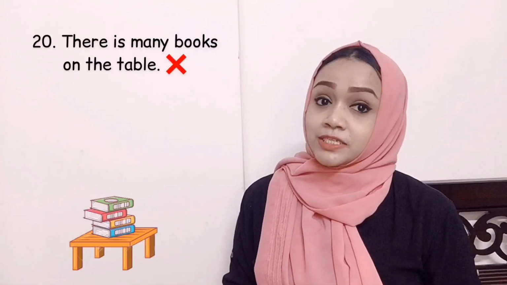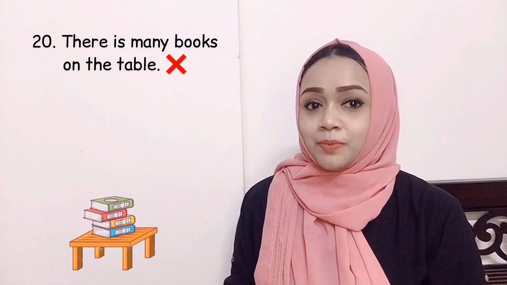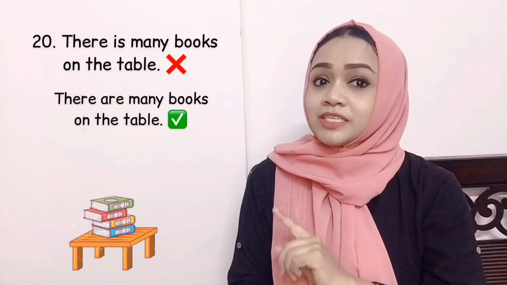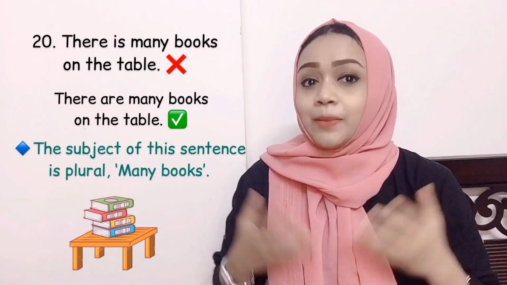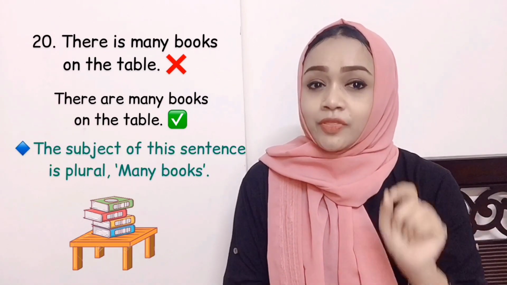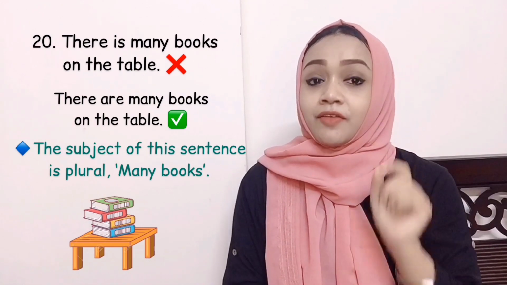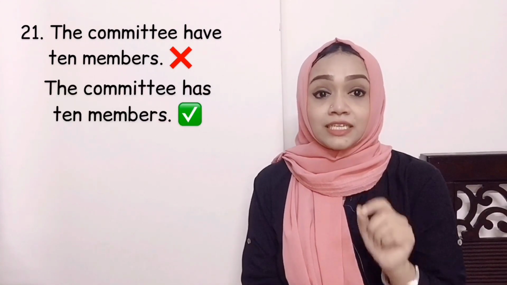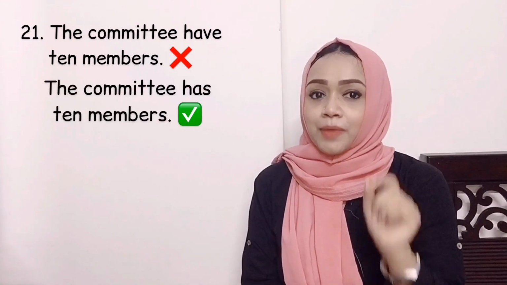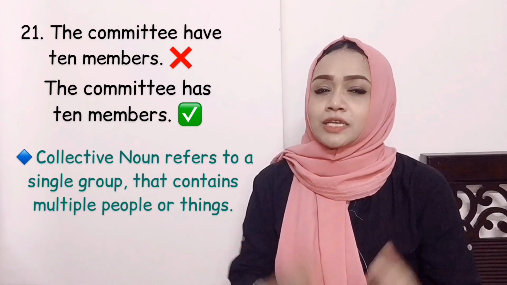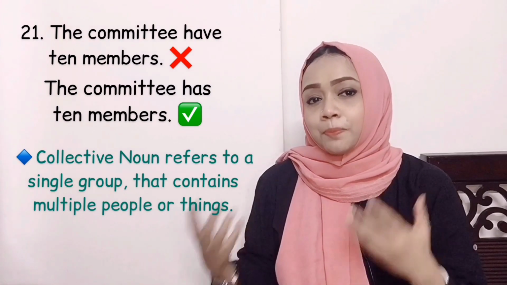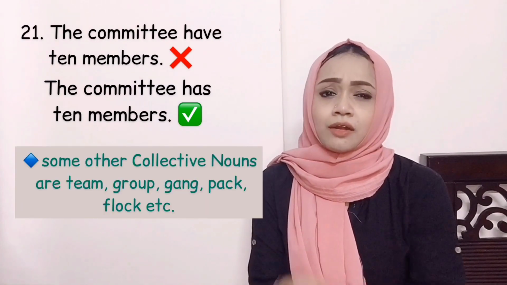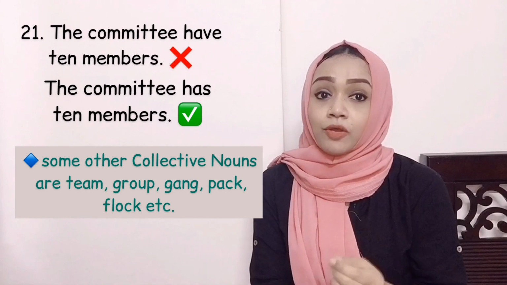Let's look at the next mistake. "There is many books on the table." Well, it should be "There are many books on the table." The subject of this sentence is plural, many books, not there. So the verb should be plural, are. "The committee have 10 members." This is not a right sentence. The right sentence will be "The committee has 10 members." Collective nouns refer to a single group that contains multiple people or objects. They take a singular verb. Some other collective nouns are team, group, gang, pack, flock, etc.